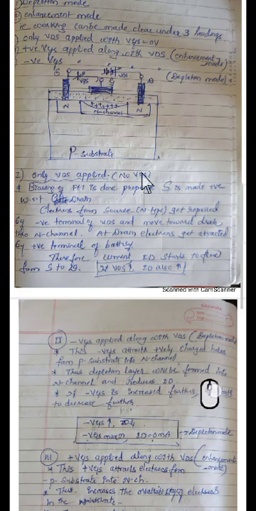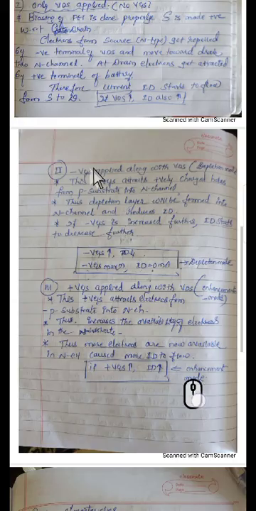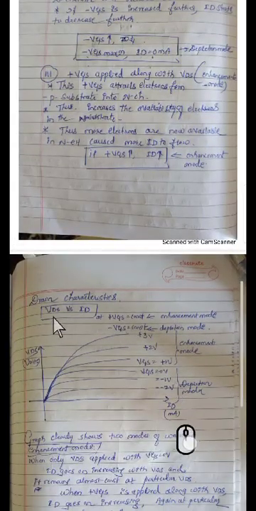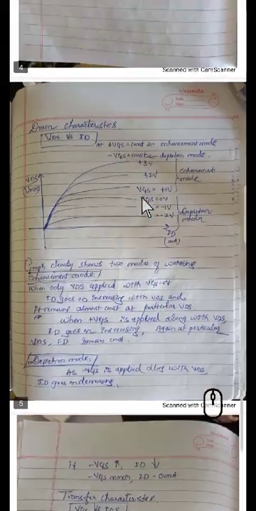First, only VDS applied, no VGS. Second heading is minus VGS applied along with VDS. Key points have also been shown here, which is the depletion mode. The third one is plus VGS applied along with VDS, which I have shown as enhancement mode. Now coming to the characteristics. I have told you drain characteristics, and the next one is transfer characteristics. Now coming to the drain characteristics.